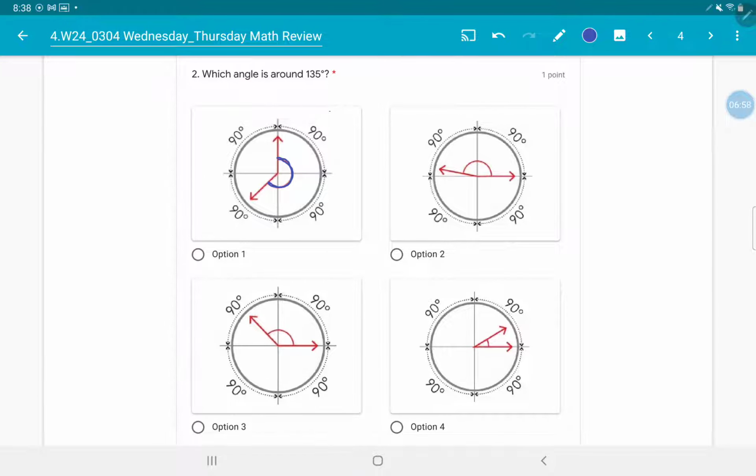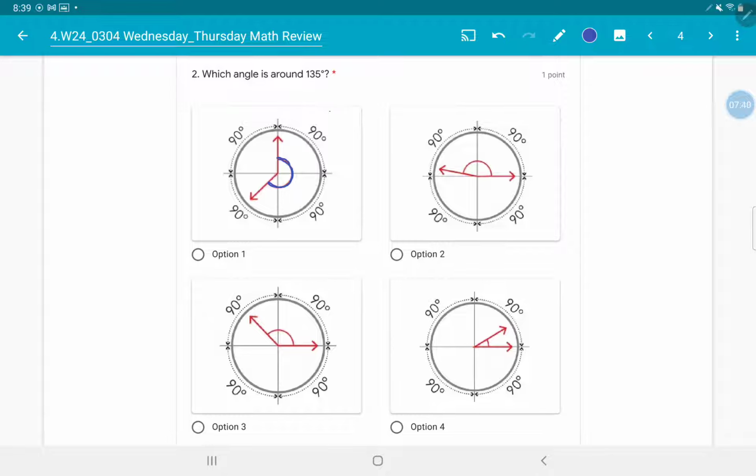So I'm starting here. If I go from here to here, how much is that? 90. And then to here is 180. And then a little less than halfway. So 180 plus about 30 to 40 more. That'd be 210 to 220. Okay, so is that going to be about 135 degrees? No, that's too much, isn't it?